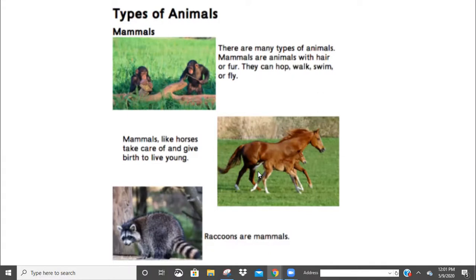Raccoons are an example of a mammal. Do you know what else is an example of a mammal? You and I. Humans are mammals.